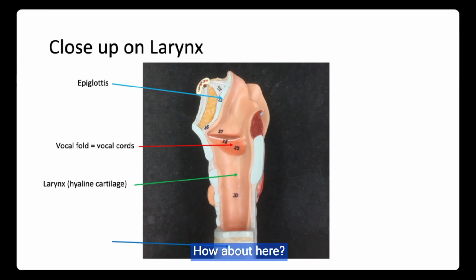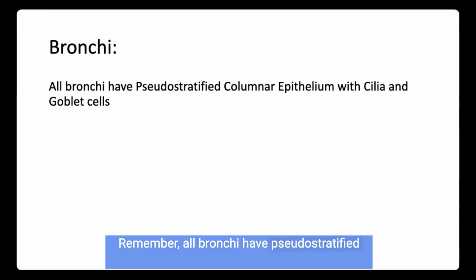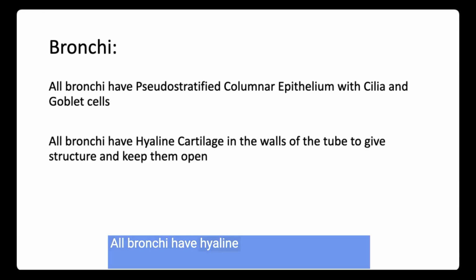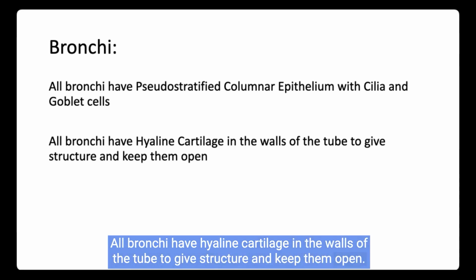How about here? That's right. Trachea. Remember, all bronchi have pseudostratified columnar epithelium with cilia and goblet cells. All bronchi have hyaline cartilage in the walls of the tube to give structure and keep them open.